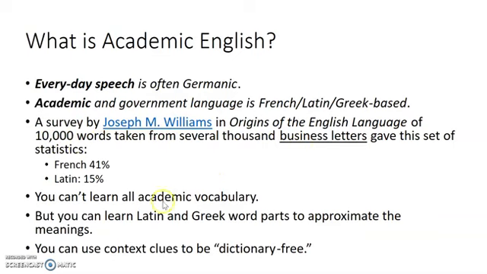Now, you cannot learn all academic vocabulary, but you can learn Latin and Greek word parts in order to approximately guess the meaning of unknown words. And also, in order to be dictionary free, you can always use context clues. We'll talk about context clues in our next lecture.